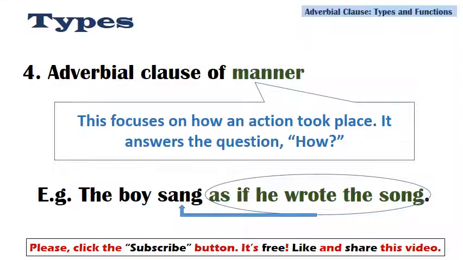Another type of adverbial clause we'll look at will be the adverbial clause of manner. Manner looks at how an action occurred. It answers the question how. So if we pay attention to that, using that in the example, we have the boy sang. How did the boy sing? As if he wrote the song.